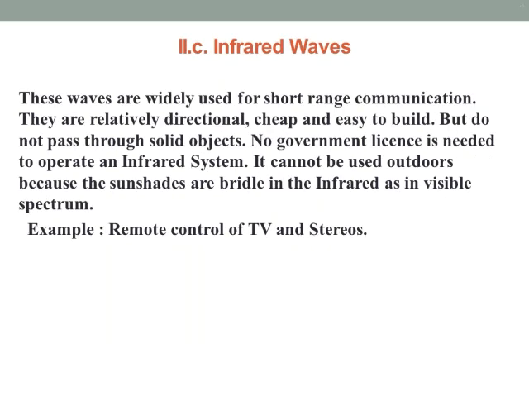Infrared waves. Infrared waves are widely used for short-range communication. They are relatively directional, cheap, and easy to build, but do not pass through solid objects. No government license is needed to operate an infrared system. It cannot be used outdoors because the sun's rays are as strong in the infrared as in the visible spectrum. Example, remote control of TV and stereos.